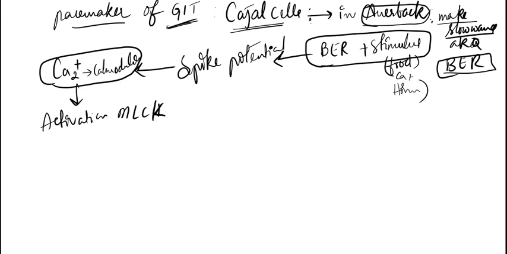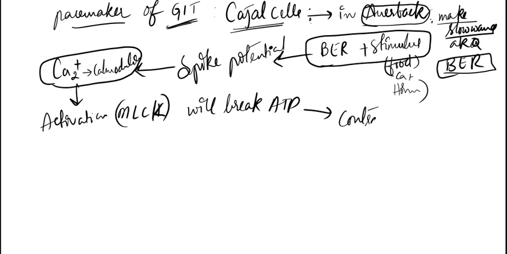Right, which will break ATP. Okay, this leads to contraction and movements of GIT. Now you understand?